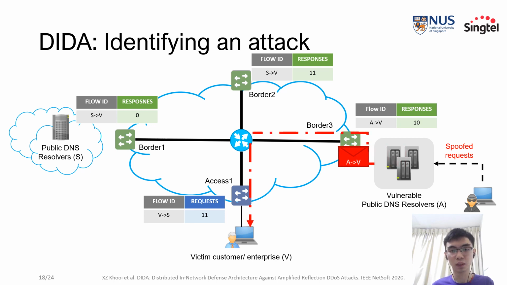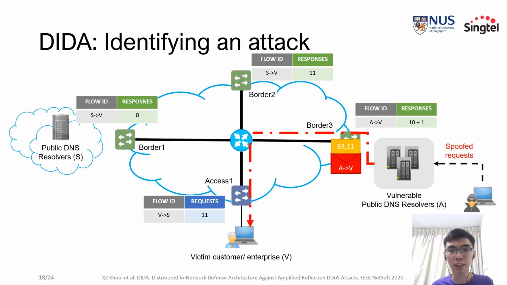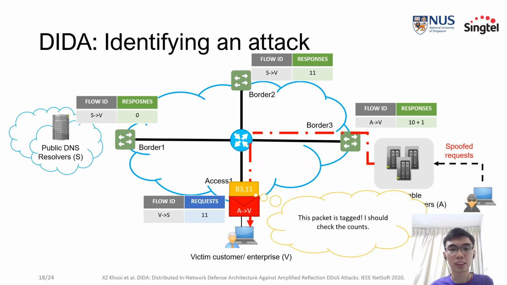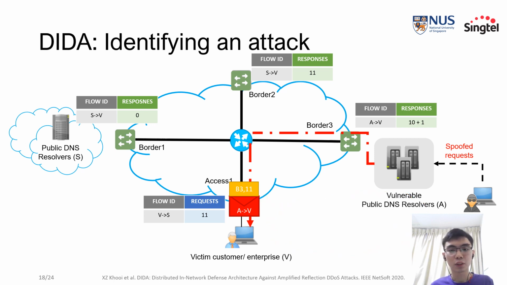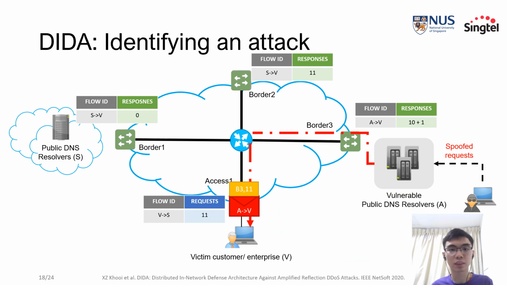So, whenever it sees more than 10 responses coming from A within the last time period, it would then tag the packet with its router ID and counts. Whenever Access 1 sees the tagged packet, it would compare the counts. For this case, there were no requests being sent to A at all. Hence, the number of responses would be significantly larger than the number of queries. We can confirm that it is an attack.